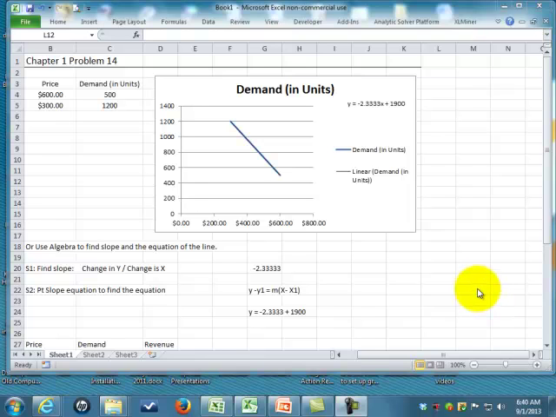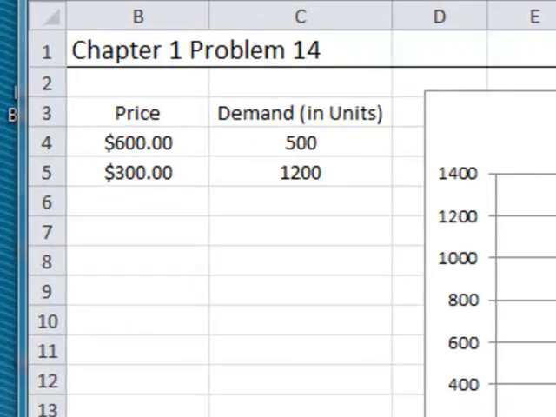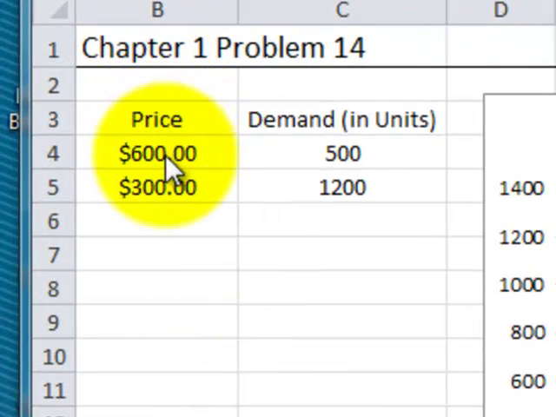Okay, let's review Chapter 1, Problem 14. This was probably the most missed one. It was a little tricky. They gave us price and they gave us demand in units. So as expected, as the price goes down, our units of demand would go up. So we know we have a negatively sloped function. Now it asks us to develop a model or a function for this.